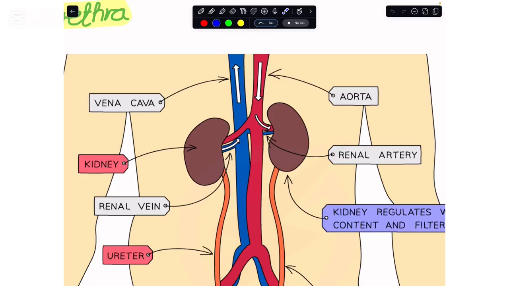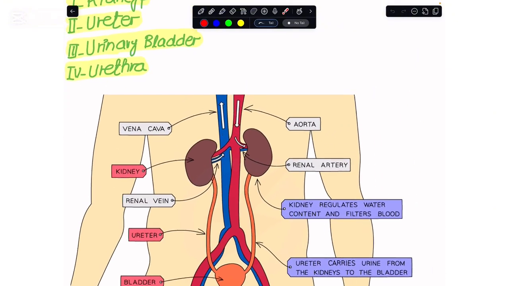Afterward, the blood leaves the kidneys with the help of a vein, the renal vein. This renal vein ultimately takes the filtered, clean blood into the inferior vena cava, and that inferior vena cava goes back to the heart.